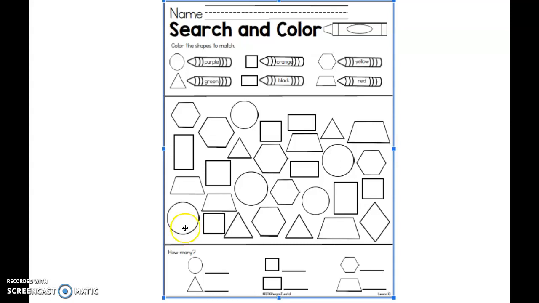At the bottom, then it wants you to count how many. So how many circles, how many squares you find.